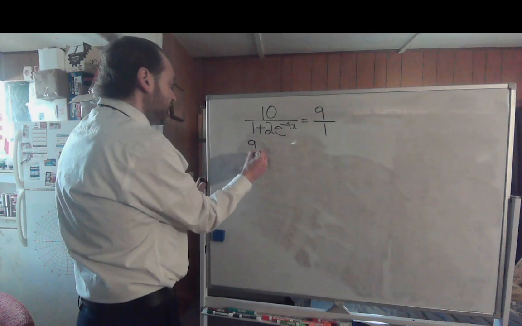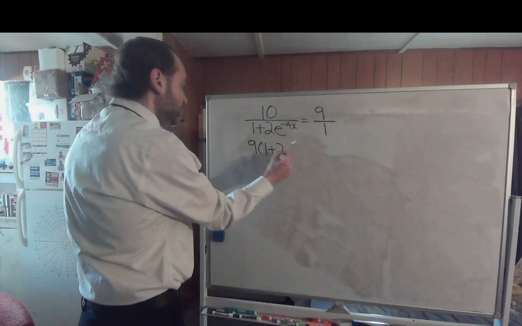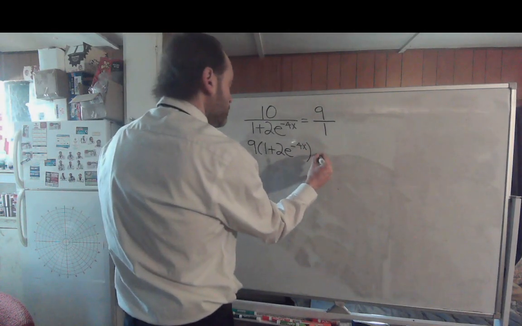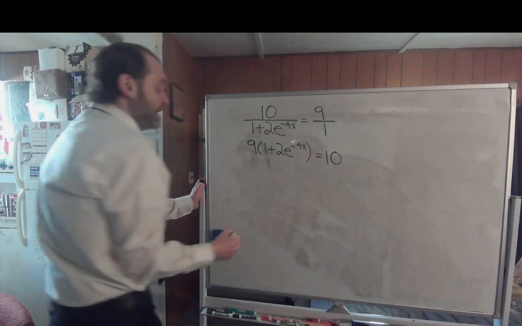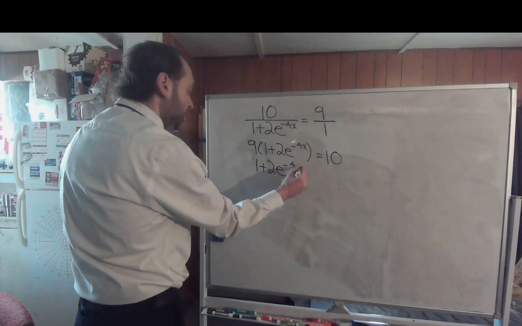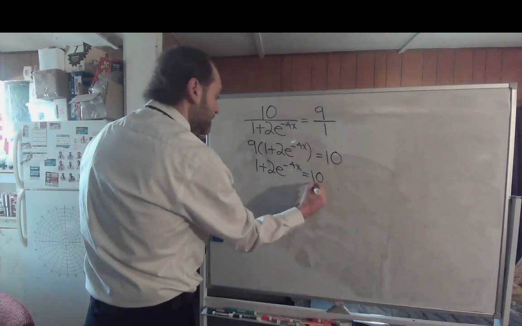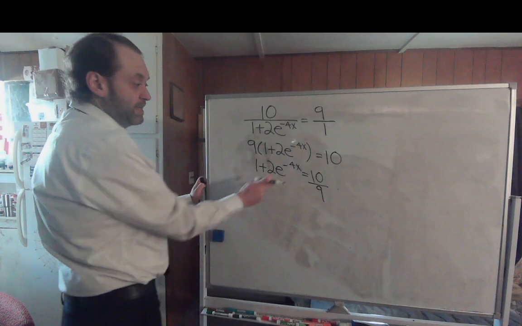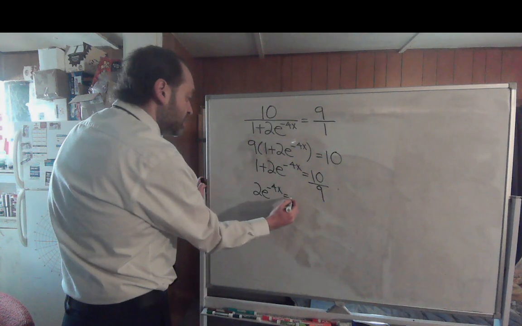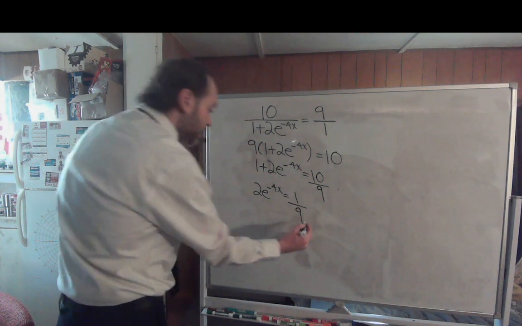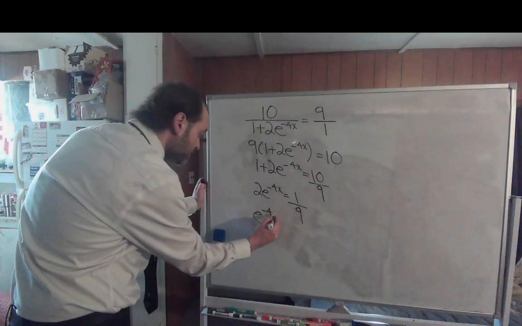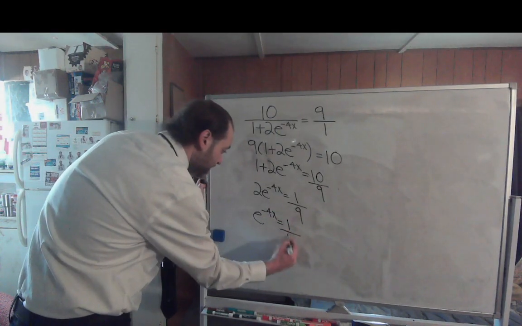You'll have 9 times 1 plus 2e to the negative 4x would equal 10. Now divide both sides by 9, you get 1 plus 2e to the negative 4x would equal 10/9. Now get that 2e to the negative 4x by itself. You would end up getting 1/9 on the right hand side. Now divide both sides by 2, you get e to the negative 4x would equal 1/18.